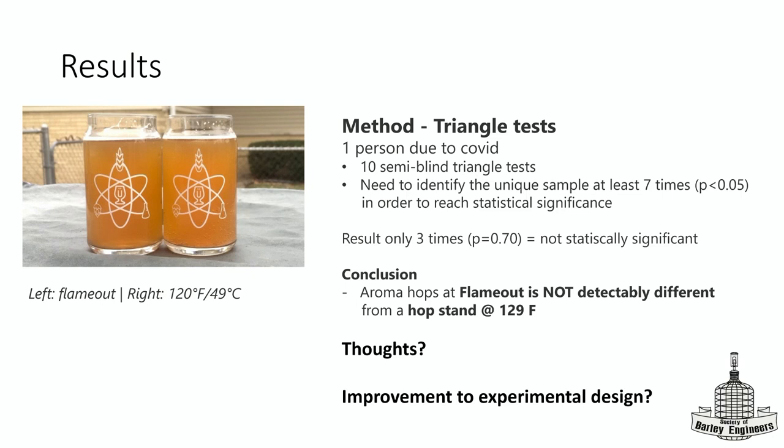Now, here's one significant caveat to this particular experiment: this is from January of last year, and I think he got a friend or somebody to help him do this, but basically he's doing semi-blind triangle tests, just one person. Normally you would have 10 to 20 people. So in this, he basically did 10 semi-blinds, and what he figured out is that he needs at least 7 correct to get a p-value of 0.05, this common rule of thumb, I guess you could call it, for statistical significance. And he ended up only being able to hit three times. So that's a p of 0.7, and that's basically like flipping a coin or worse.